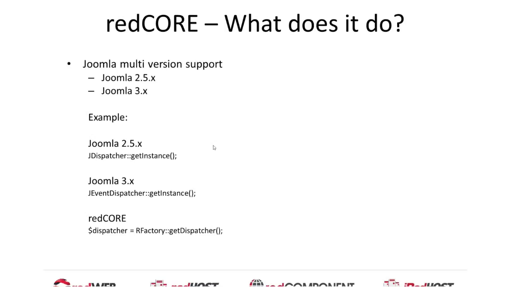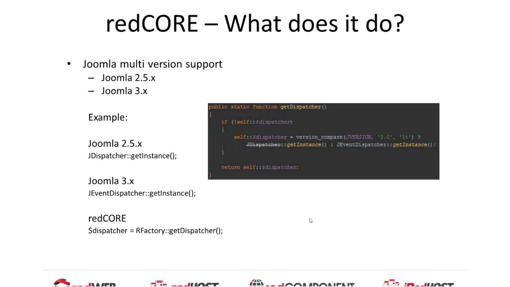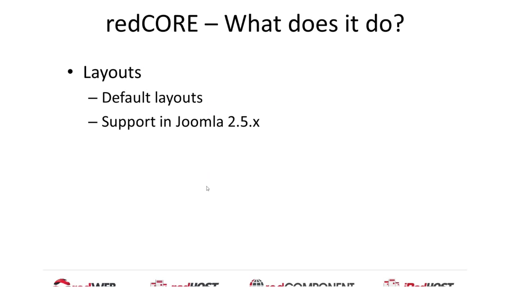This is just a simple example that we use in our applications. If we want to get a dispatcher, it's completely different in 2.5 and 3.x, and in redCORE we just get the dispatcher from Red Factory. This is a simple trick, and we have a bunch of them, and I will not lose time displaying them all. I will just point out some obvious ones.